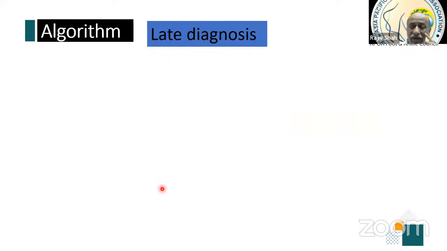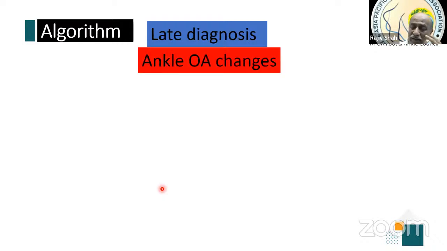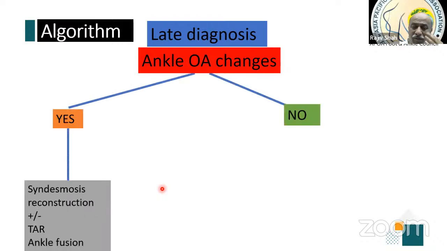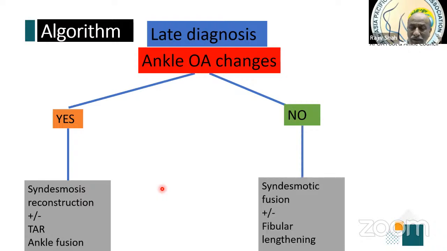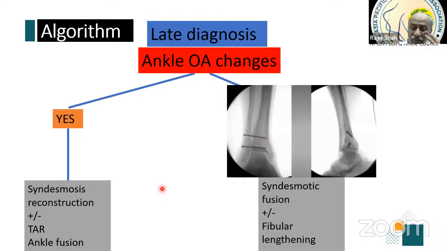reduction. If there is a late diagnosis, like you diagnose it at 4 months, 6 months, 9 months, and ankle osteoarthritic changes are already there, then you may go for syndesmotic reconstruction plus or minus total ankle replacement or ankle fusion. If ankle osteoarthritic changes are not there by the end of 6 or 9 months when your patient comes to you with syndesmotic malunion, you go for syndesmotic fusion plus fibular lengthening.